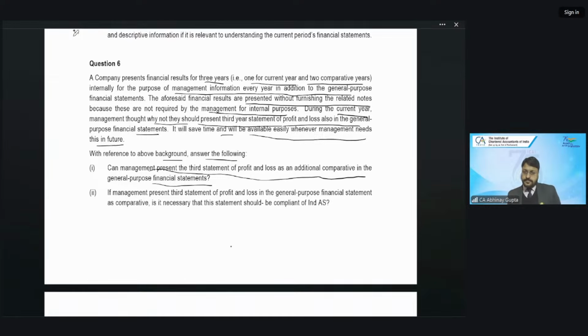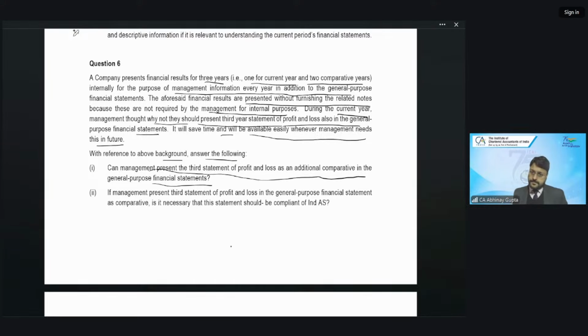That P&L and balance sheet is not needed always. Only the current year and the previous year. No, no, no. It's not about what is needed. It's about whether the company wants to present it or not. There is no prohibition on that. The company, if it wishes, can present it.